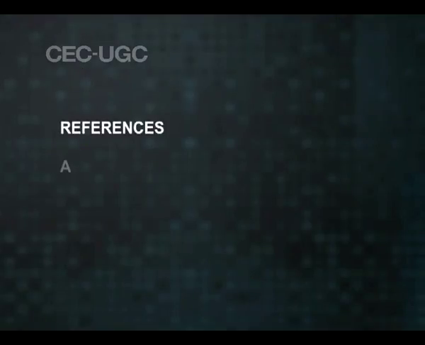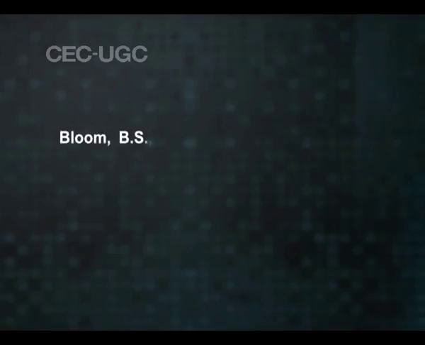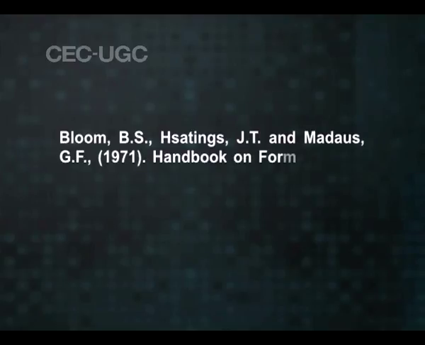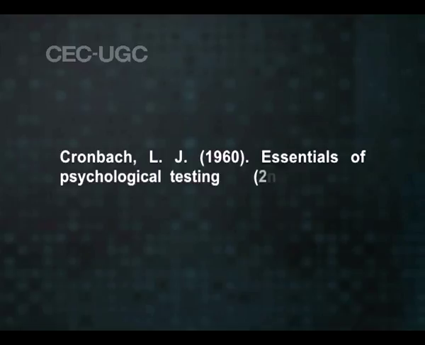Now, we just see the books for our reference. First, Anastasi in 1976, Psychological Testing, 4th edition, published by Macmillan Company, New York. Bloom, B.S., Hastings, J.T. and Madaus, G.F. in 1971 published a Handbook on Formative and Summative Evaluation of Student Learning, published by McGraw-Hill Book Company, New York. Cronbach, L.J. in 1960 published a book, Essentials of Psychological Testing, 2nd edition, published by Harper and Brothers in New York.